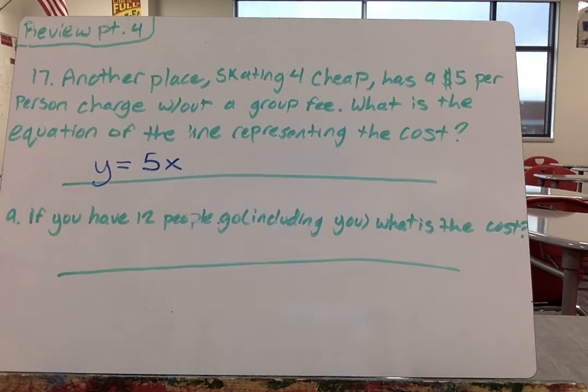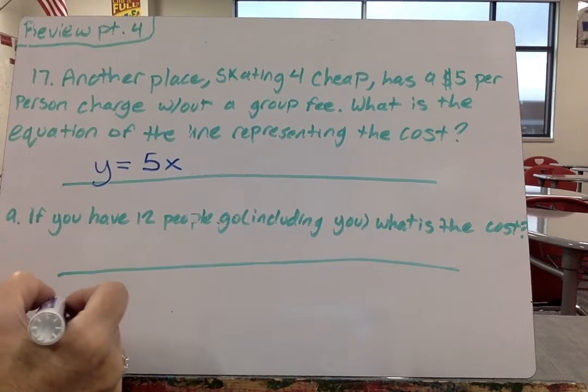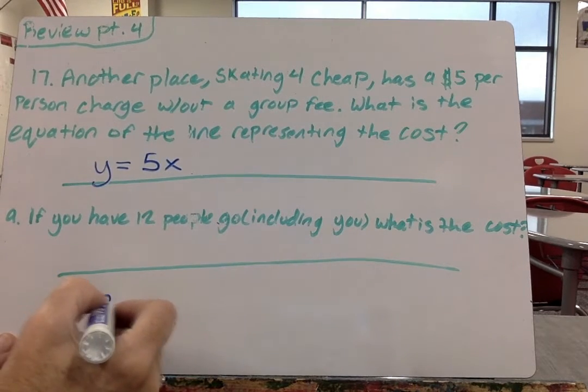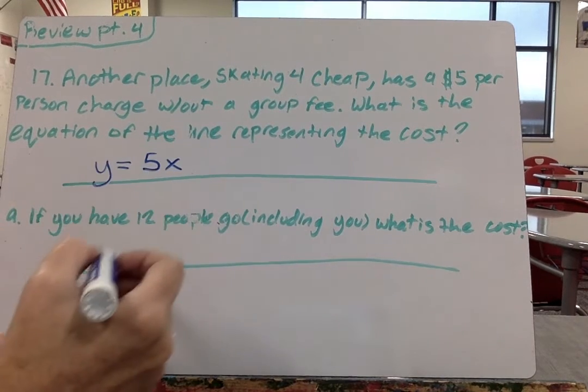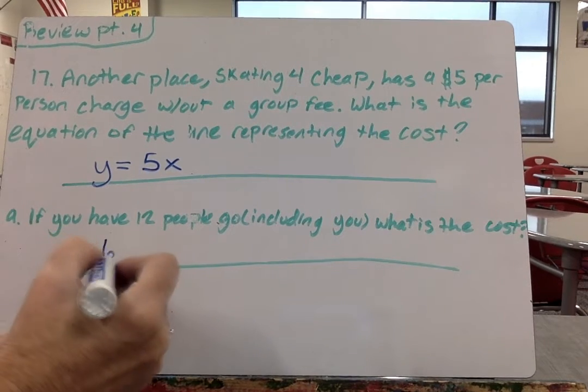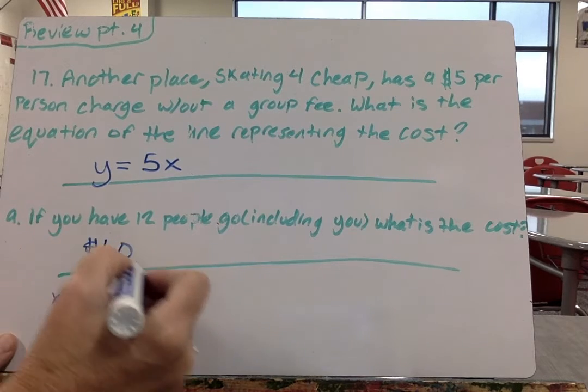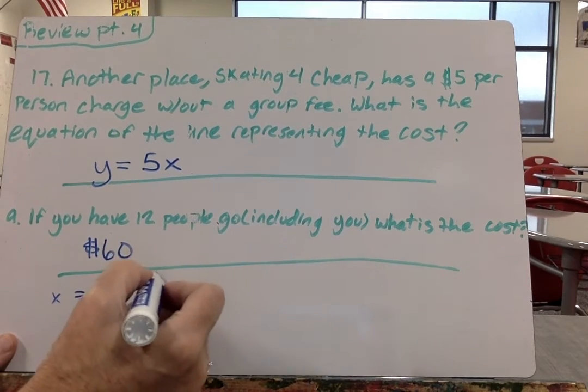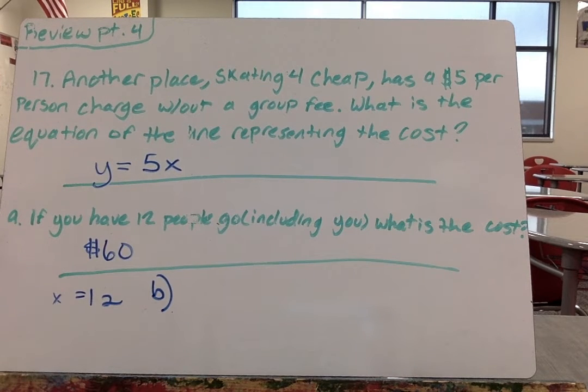and that's it. Then if you have 12 people going, including you, what would be the cost? Then our x equals 12. So if I put 12 in there, what's 12 times 5? So it's going to cost you $60 to take 12 people if it's $5 a person. Okay, part B, would it be better to go to Blade and skate or to skating for cheap? Okay, I'm going to let you figure that out, and you can do the rest of this worksheet.